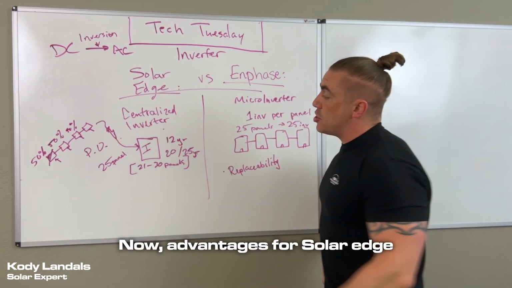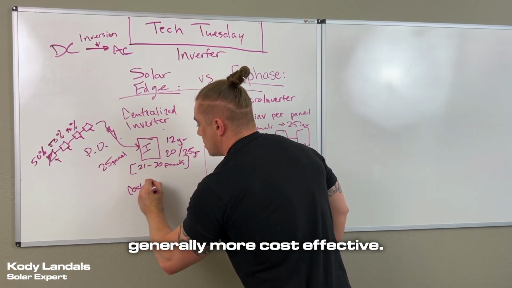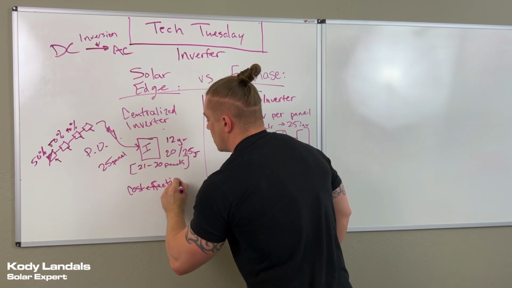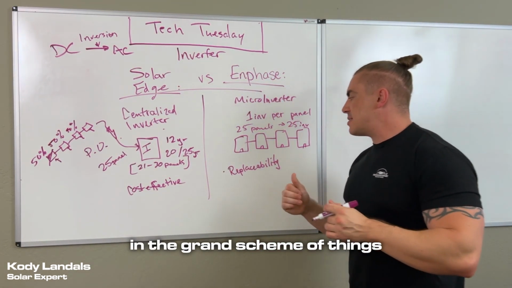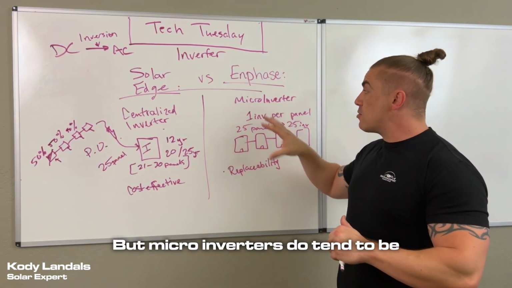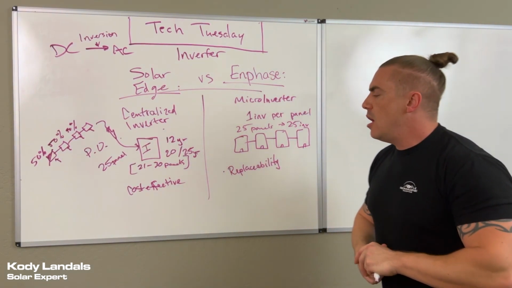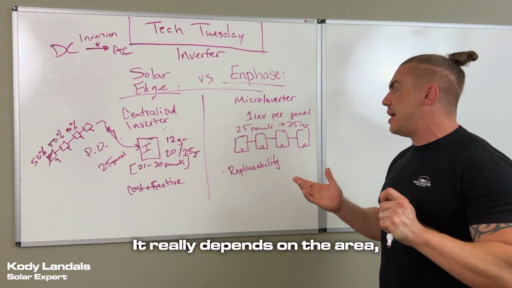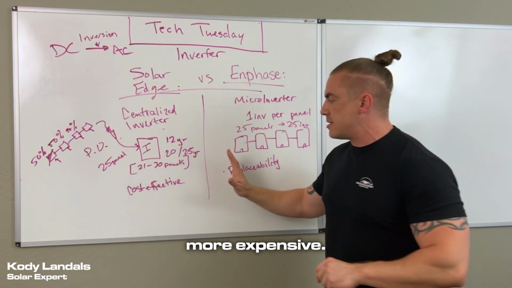Now, advantages for SolarEdge, generally more cost effective. Now, it's not a huge difference in the grand scheme of things for a lot of people's opinion, but microinverters do tend to be a little bit more expensive than a centralized inverter option. It really depends on the area, but anywhere between 10 to 20% more expensive.